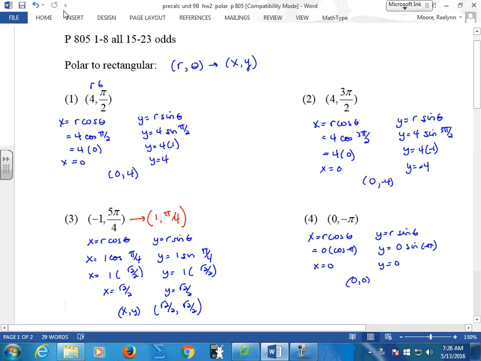Point, you can kind of see it better. Remember, a radius of 0 has no point, it's at the pole. So anything at the pole with a radius of 0 will be your 0, 0. Any angle at the pole with a radius of 0, you don't have a circle.